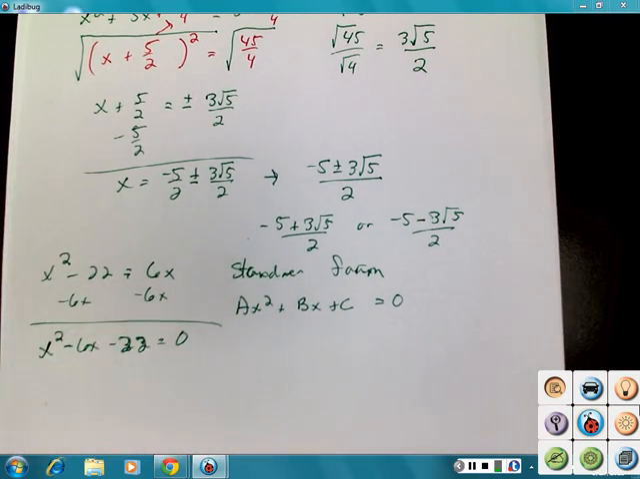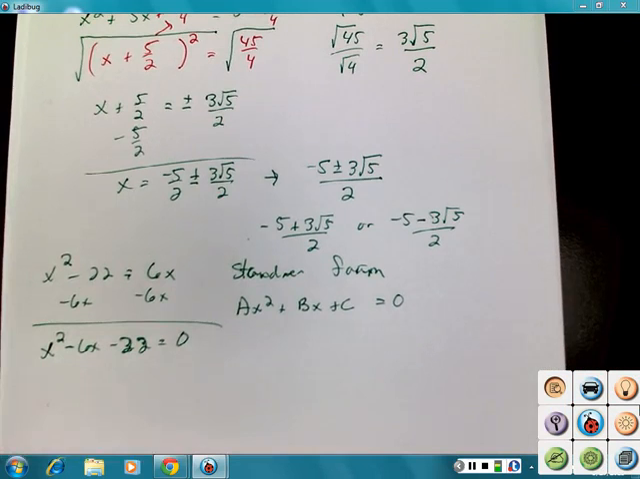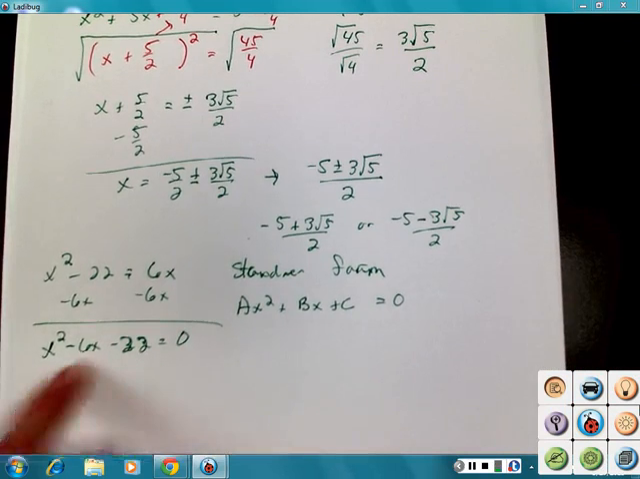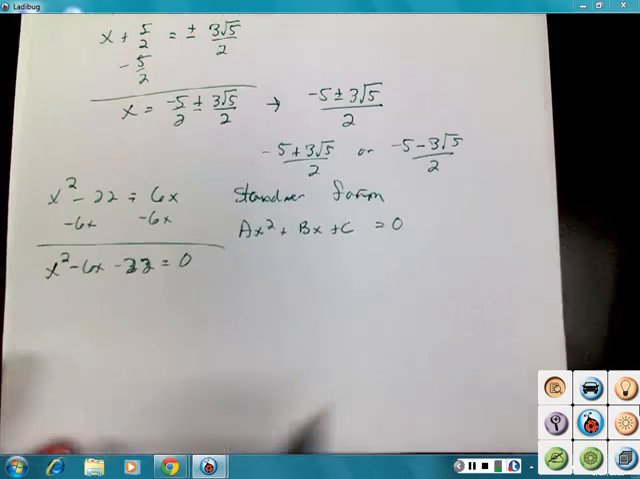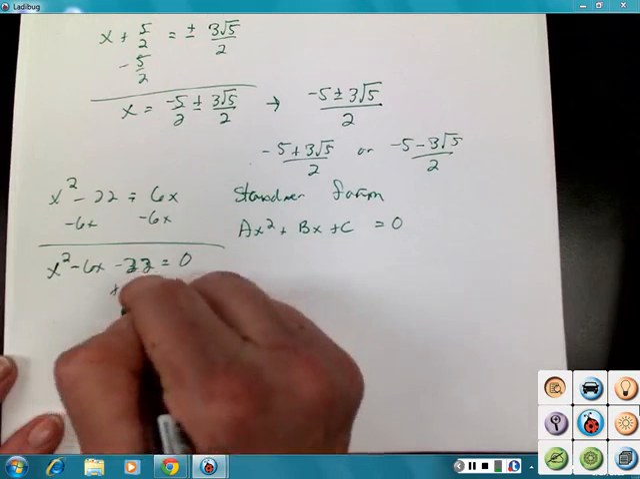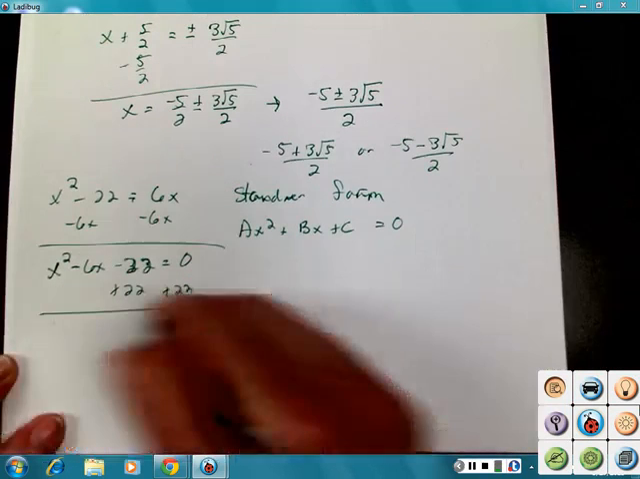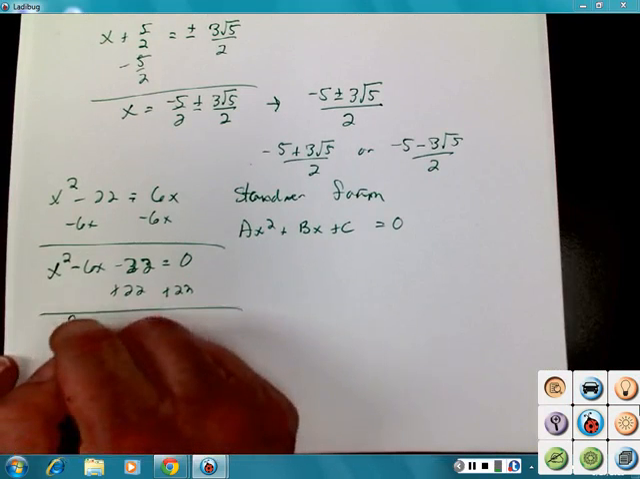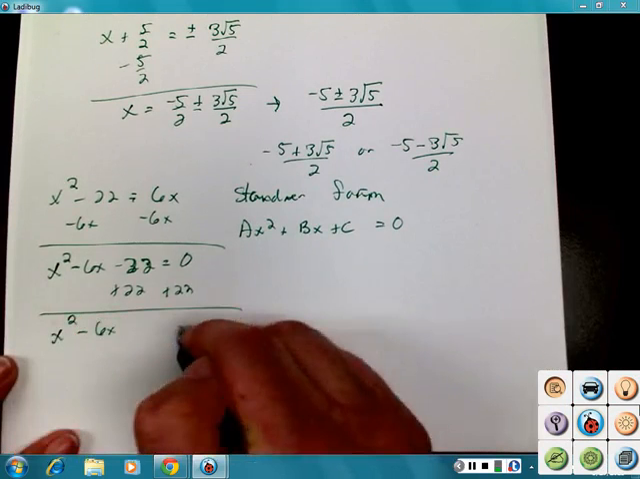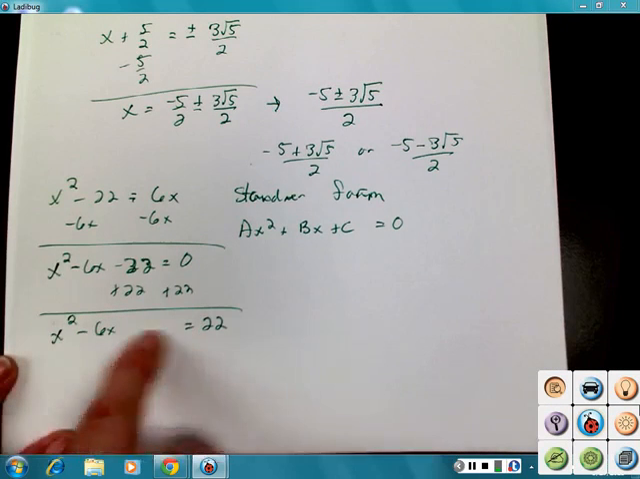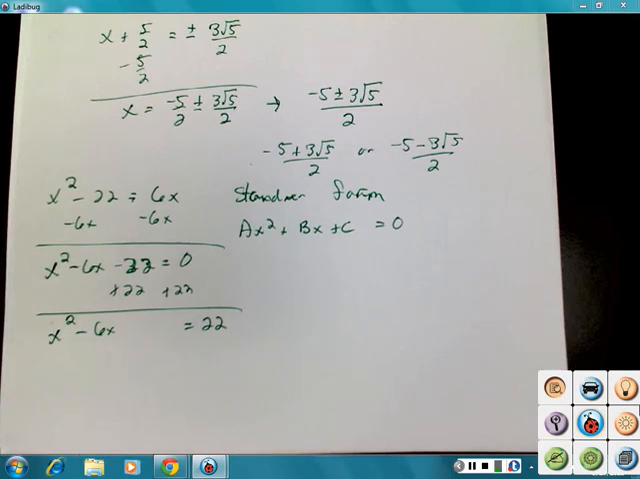So then what would I have to move? Well, first I'm going to look at it and see if I can factor it. There's no factors of 22 that are going to give me 6. So that means I need to add 22 to both sides. And that's going to leave me x squared minus 6x. And again, leave that space because we're going to fill it in with stuff. So make sure you leave a space in there.